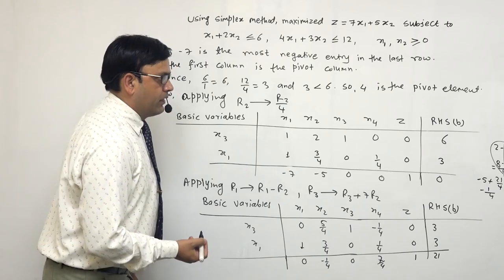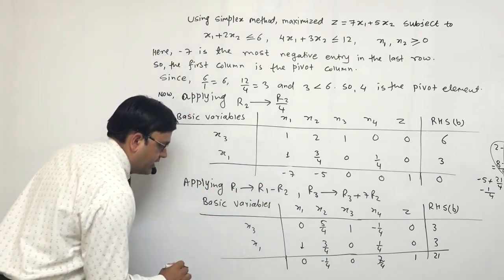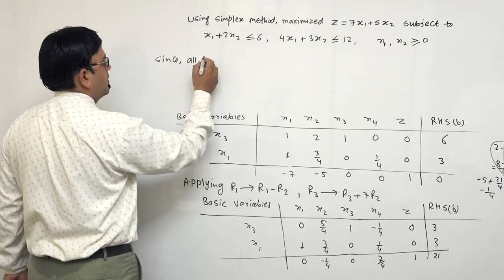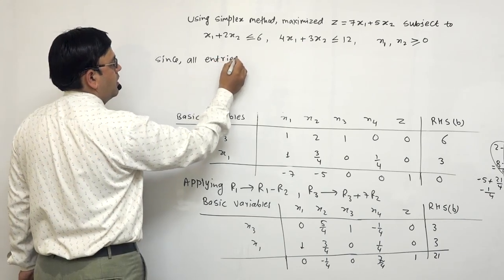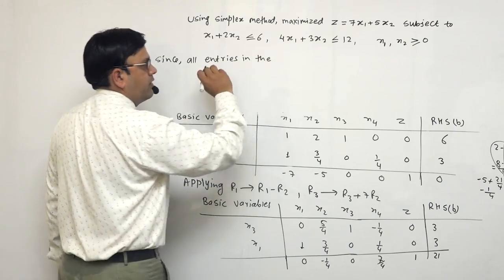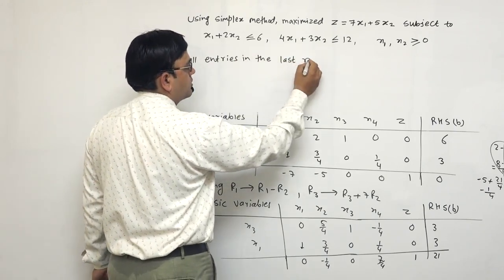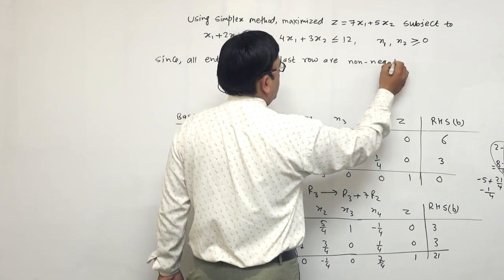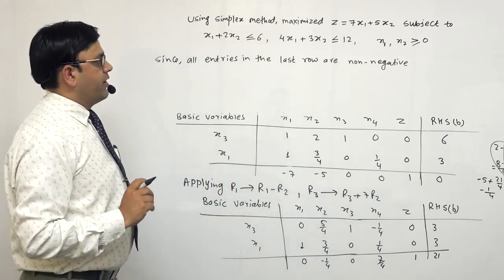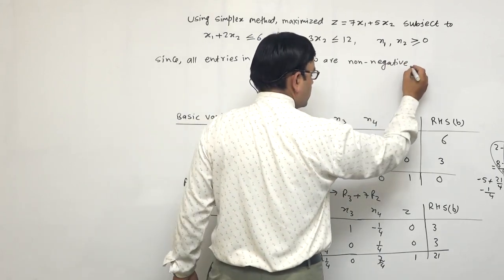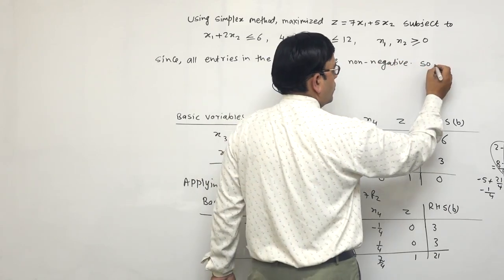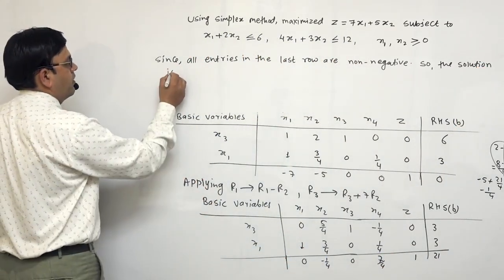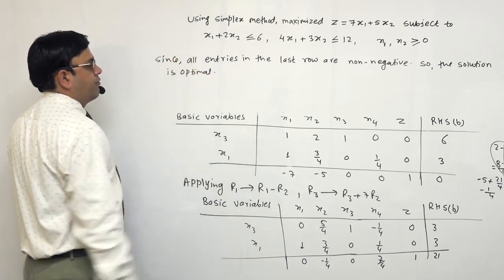It's very easy question. Since all entries in the last row are non-negative, all entries in the last row are non-negative, so the solution is optimal. In this way we solve this question.